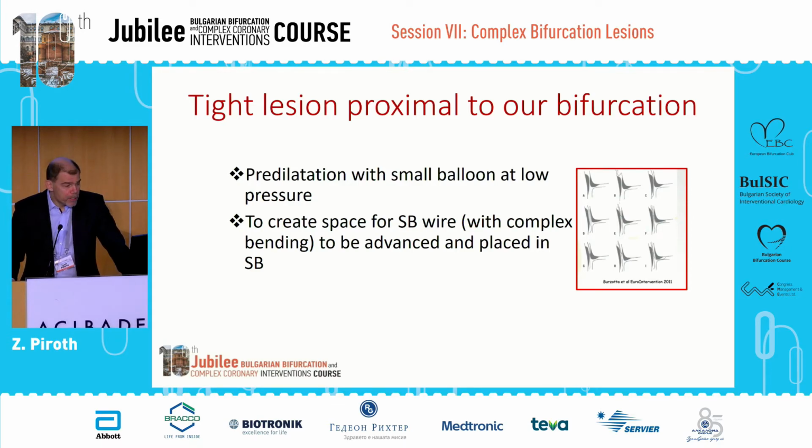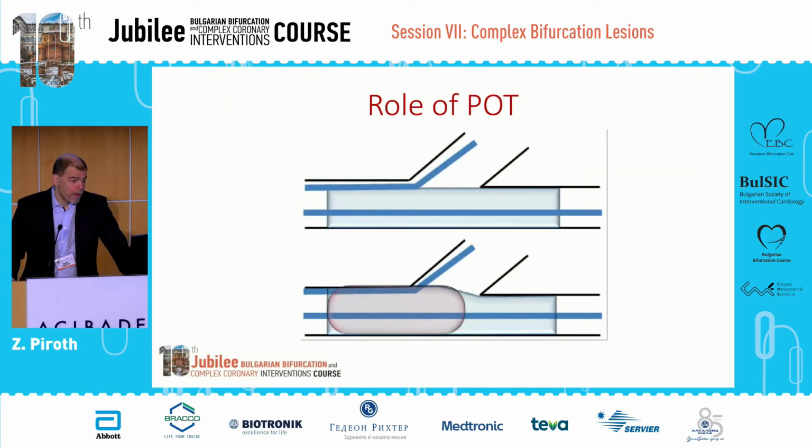If there is a tight lesion proximal to our bifurcation, of course, a predilatation with a small-sized balloon at low pressures will help, because it just creates some space for advancing the side branch wire with this complex bending beyond this tight lesion. But again, we should exert caution not to dilate too much, not to create dissections there, because again, this is going to make things worse rather than better.